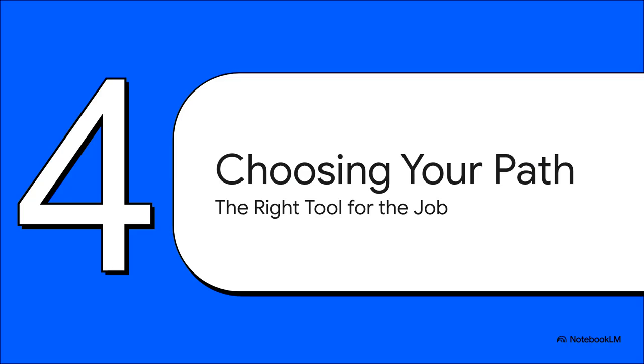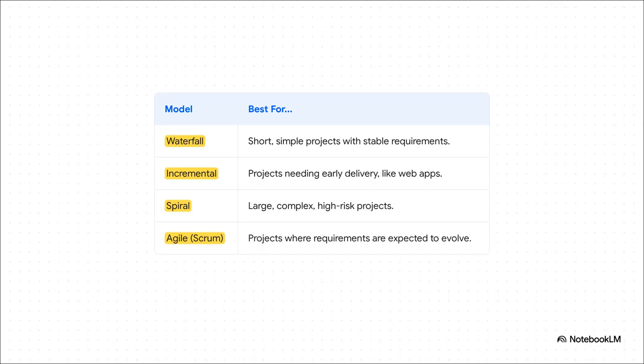Whew! Okay, so we've got Waterfall, we've got the evolutionary models, and we have Agile. So, which one's the best? Well, that's actually the wrong question to ask. The real key is knowing how to choose the right tool for the right job. So let's break it down really quick. If you're working on a short, simple project and the requirements are absolutely locked in, believe it or not, Waterfall can still be a good choice.